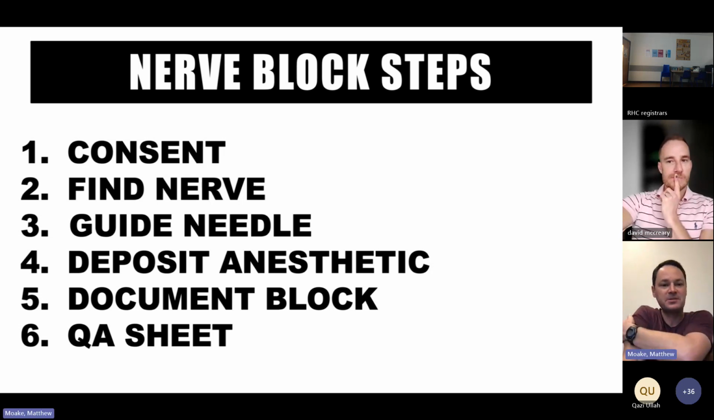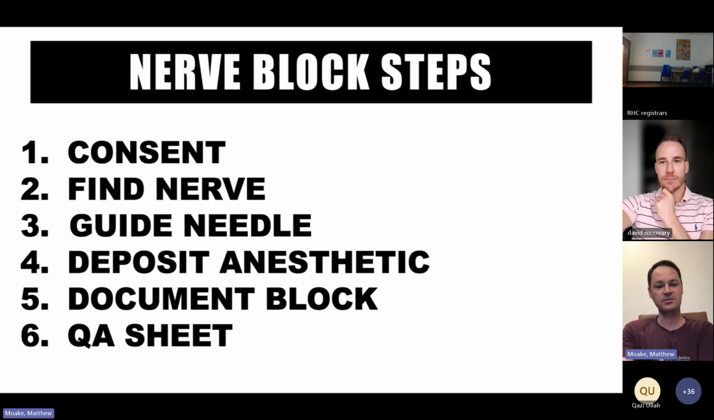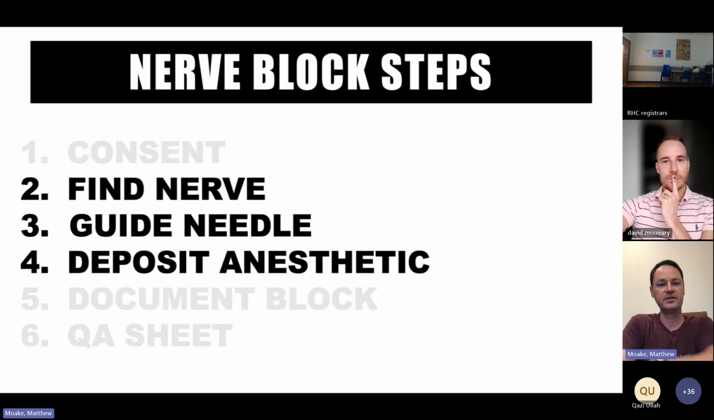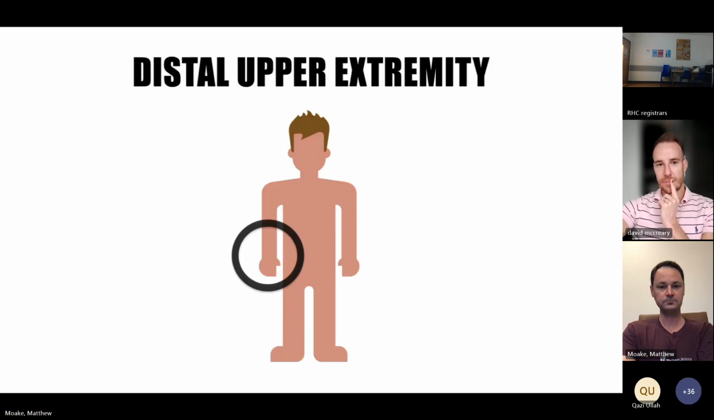So transitioning to the actual steps of the block, we already talked about consent, documentation, and the QA. So now we're going to focus on the actual block itself. Big steps there: find your nerve, guide the needle to the nerve, and deposit your anesthetic. And this is really going to be universal for any block you're going to be doing.